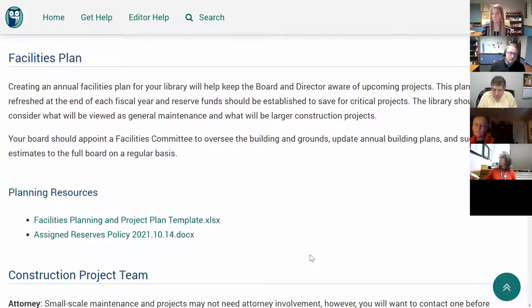Yep. And if you have that facilities plan along with that assigned reserves policy, and you have that line in your assigned reserves policy that says, we're going to have this money that we're going to use for capital improvement projects, and then your facility plan goes to support that. If anyone ever asks, you have both those documents that you can produce, so they're able to take a look and see what it is. Any other thoughts on that one?